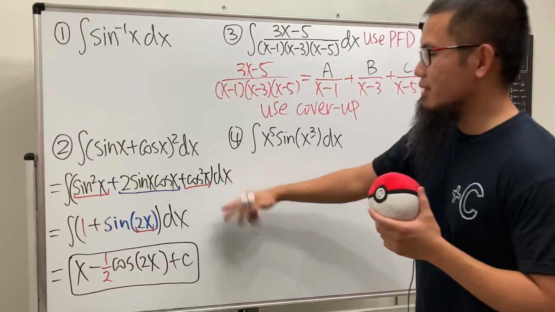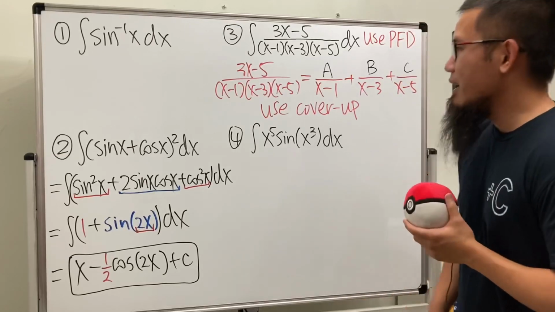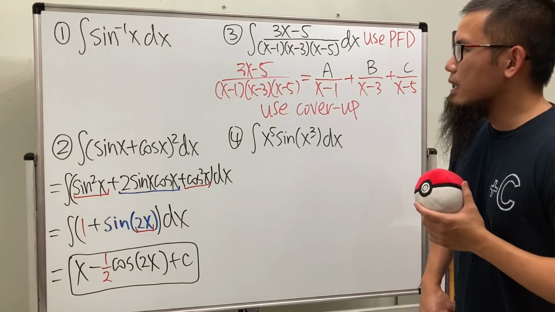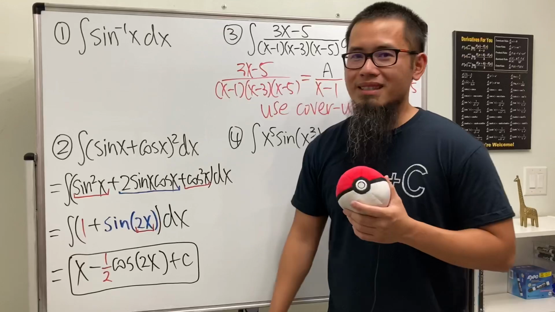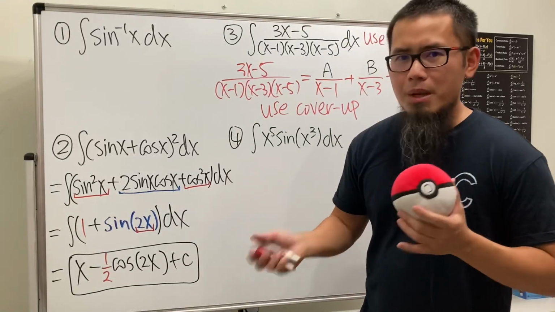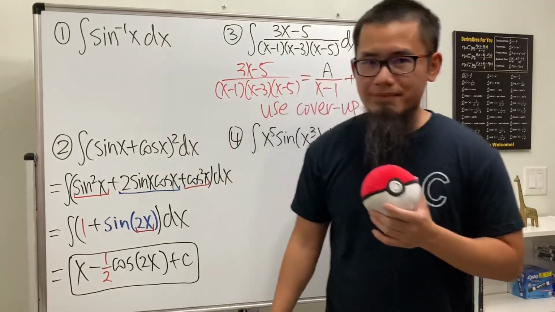Right. So it takes 3 lines to finish that. Okay. Next one. I will say number 1 is easier to know because we have an inverse sine function.